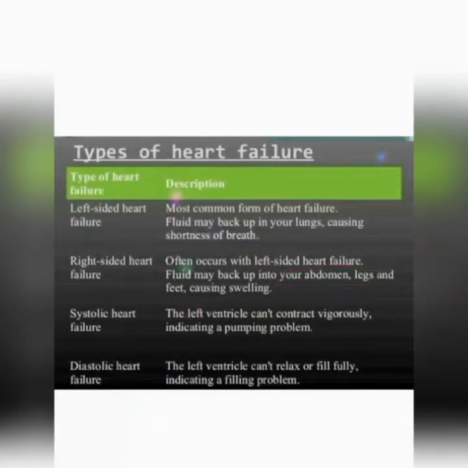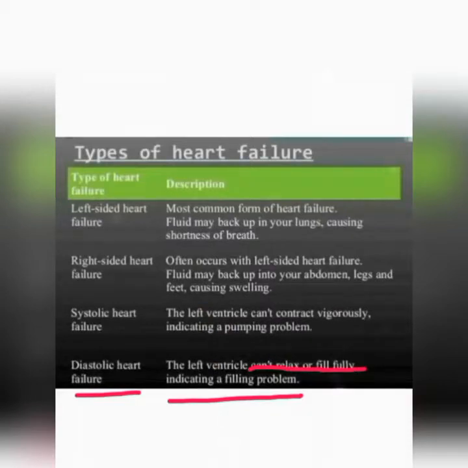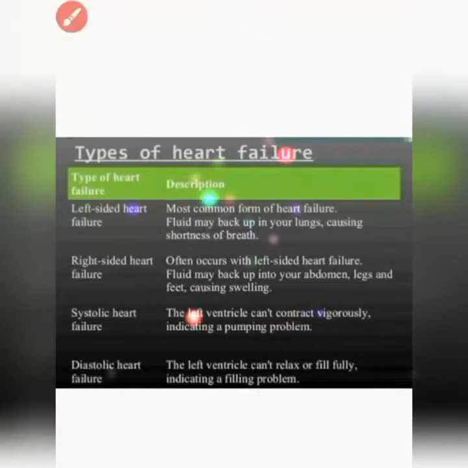So, let's discuss systolic heart failure. In systolic heart failure, the left ventricle can't contract vigorously, indicating a pumping problem. And in diastolic heart failure, the left ventricle can't relax fully, indicating a filling problem. Let's make the difference between systolic and diastolic: in systolic heart failure the left ventricle can't contract, and in diastolic heart failure it can't relax, indicating the filling problem.